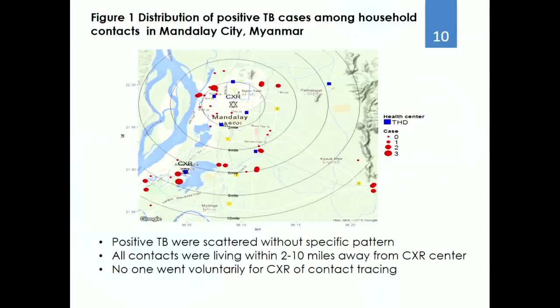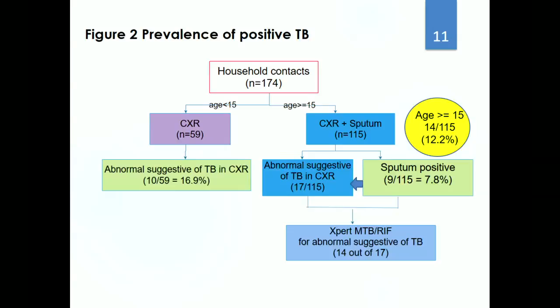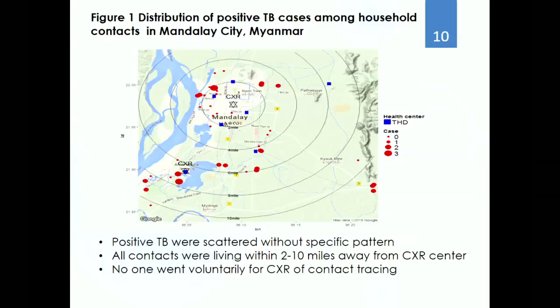The figure shows the distribution of the positive TB among the household contacts in Mandalay City, Myanmar. The cases were highlighted at the red spots. Here, we can see all positive TB cases were scattered without any specific pattern. All contacts were living within 2 to 10 miles away from the chest clinic center.